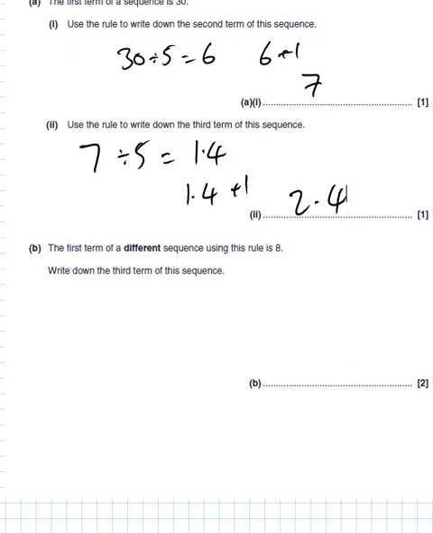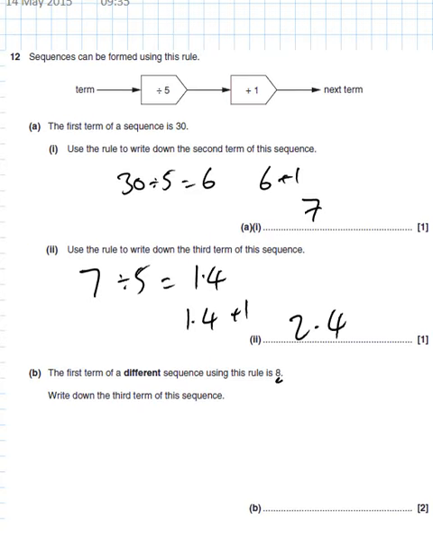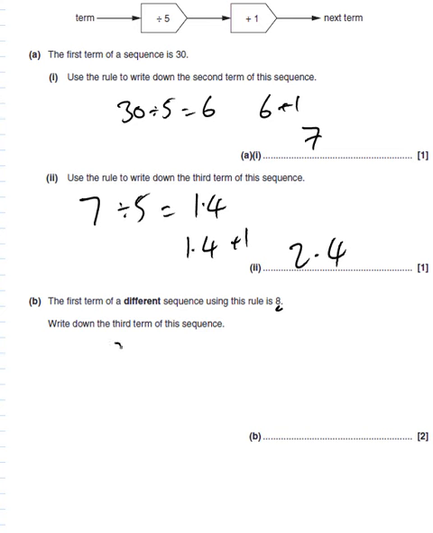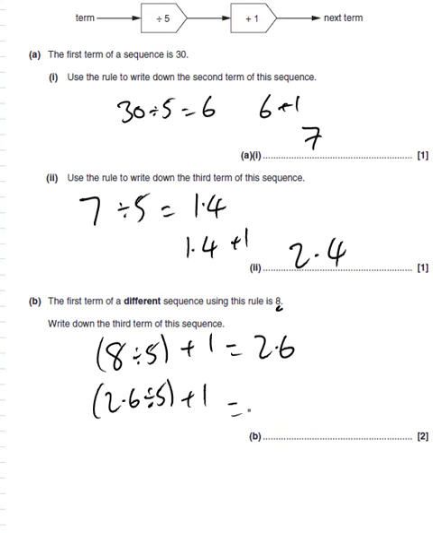The first term of a different sequence using this rule is 8. Write down the third term of this sequence. So the first term of the different sequence is 8. So we do 8 divided by 5 and add 1. So 8 divided by 5 add 1 gives us 2.6. And then 2.6 divided by 5 and add 1 gives us our answer. So 2.6 divided by 5 and then add the 1, we get 1.52.